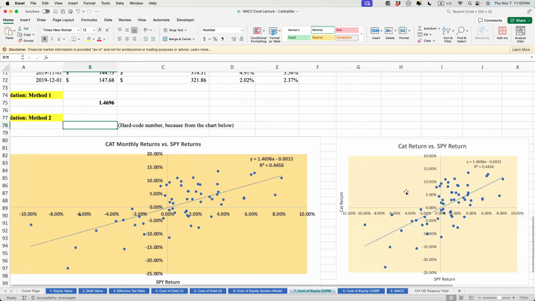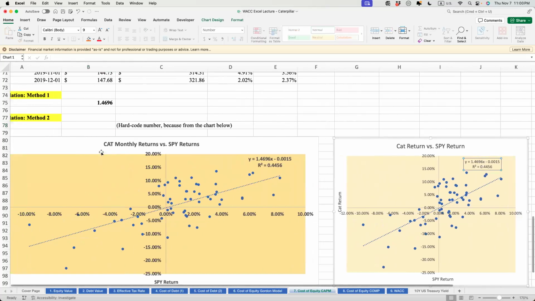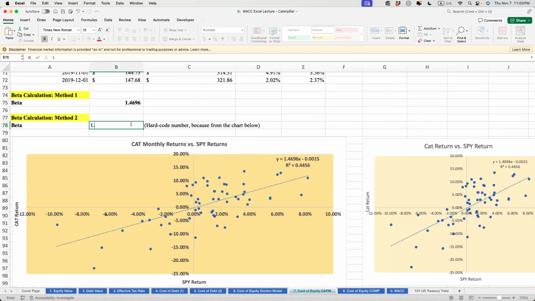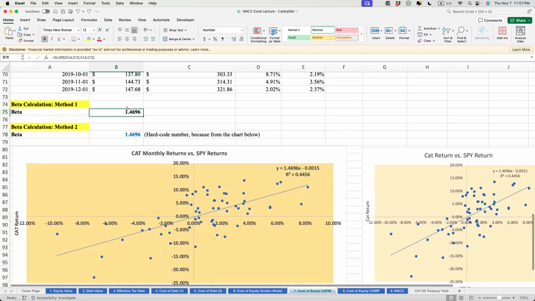You can use this visualization, find the trend line, find the relationship here, and then you can basically just hard code it from the trend line. We know that this beta should be 1.4696. But apparently the hard-coded one will be slightly different from the one you get with the slope function, because if you give more decimals here, you see this is not exactly 1.4696. But again, the idea is the same. Why this is a slope is because that is the slope for the linear regression between the SPY return and the Caterpillar return. Now we have the beta.